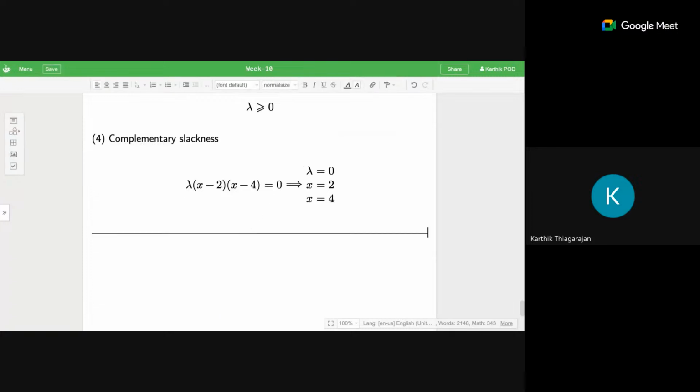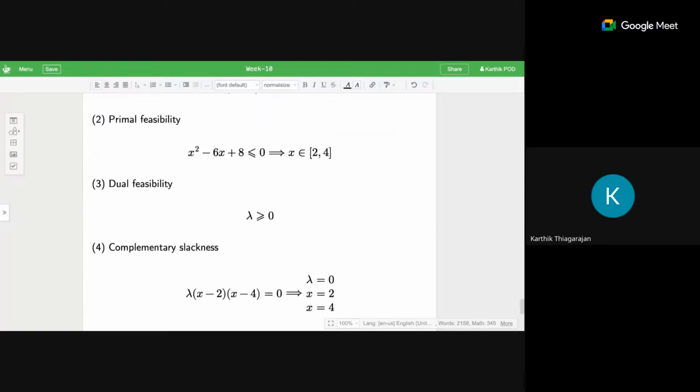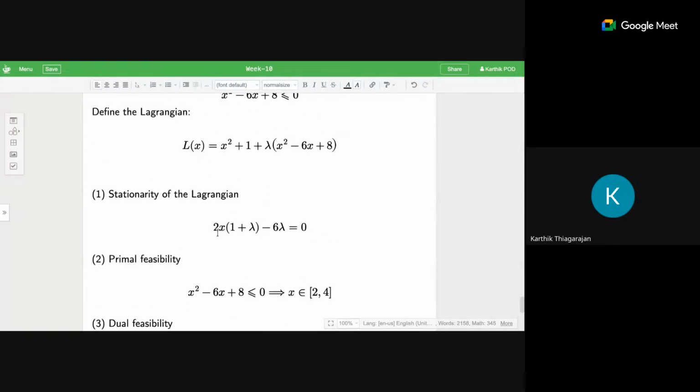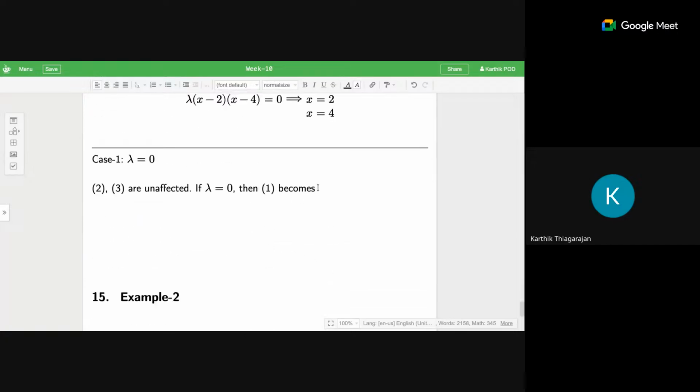Now, three cases, right? So case 1, lambda equal to 0. Conditions 2 and 3 are unaffected. If lambda equal to 0, then condition 1 becomes, what? If you plug in lambda, 2x equal to lambda becomes 2x equal to 0, right? X equal to 0, and this is not possible, right? Because x has to belong to [2, 4], and this is not. So lambda equal to 0 is ruled out.